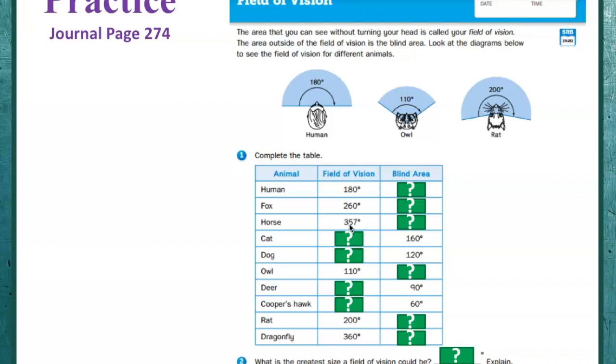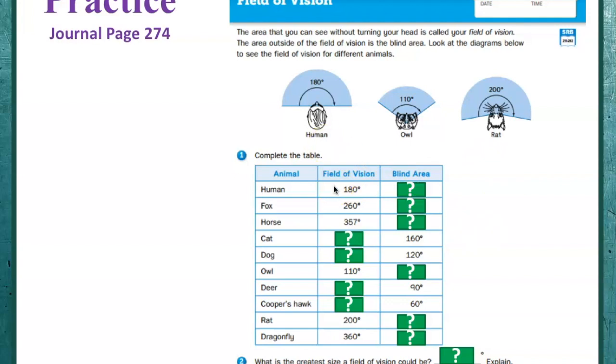A horse can almost see all the way around, 357 degrees. That is incredible. 360 degrees is all the way around. So a horse knows when you're sneaking up, either by hearing it, but most likely by seeing you. That is crazy. So here's how we're going to figure all of this out.